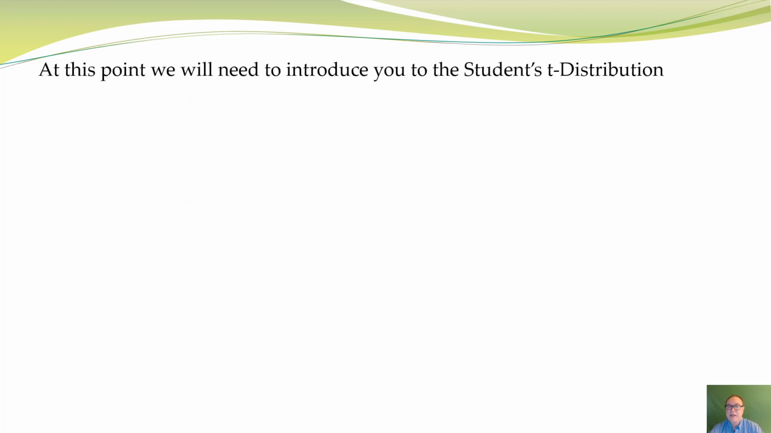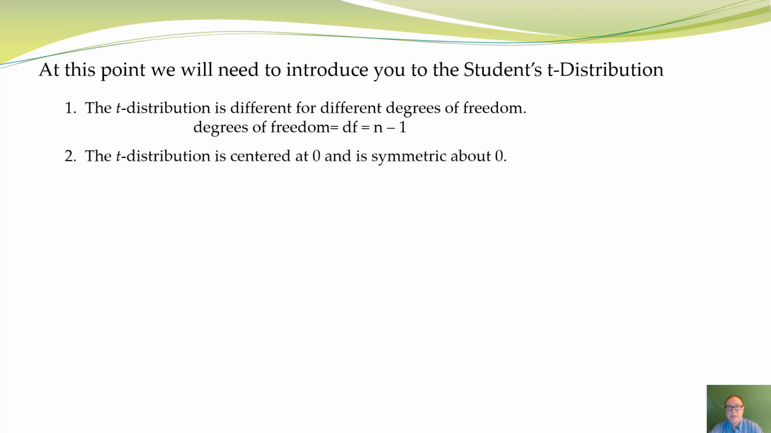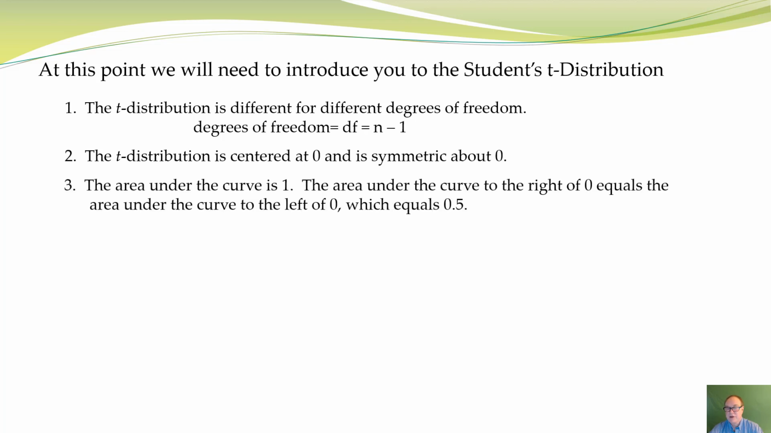At this point, we will need to introduce you to the student's t-distribution. The t-distribution is different for different degrees of freedom. Degrees of freedom is equal to n minus 1. The t-distribution is centered at 0 and is symmetric about 0. The area under the curve is 1.